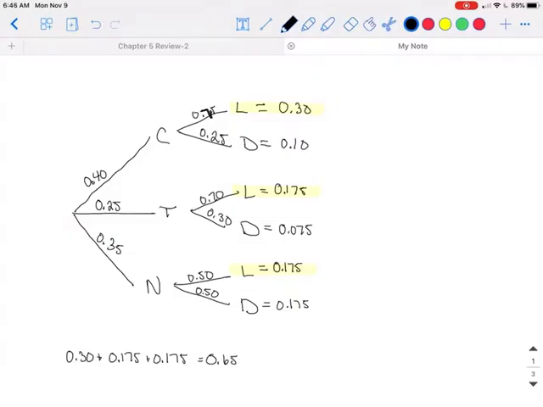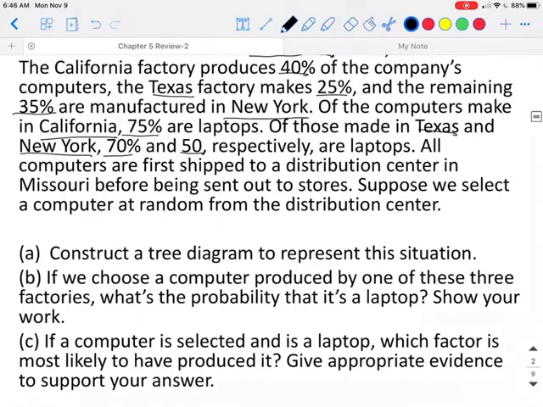So we know 46% of the laptops are made in California. We know that 27% are made in Texas, and 27% of the laptops are made in New York. So most of them are made in California. So if you were to choose a laptop randomly, the best chance of selecting one would be from California, which is 46% of the laptops.